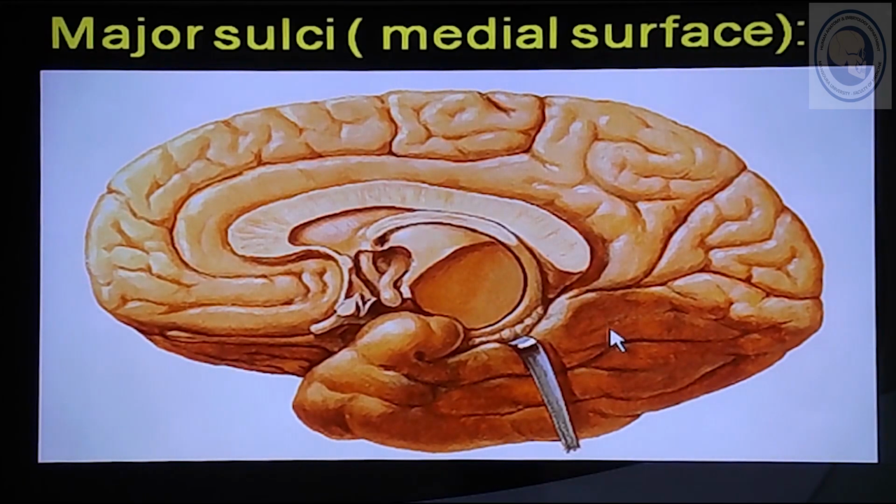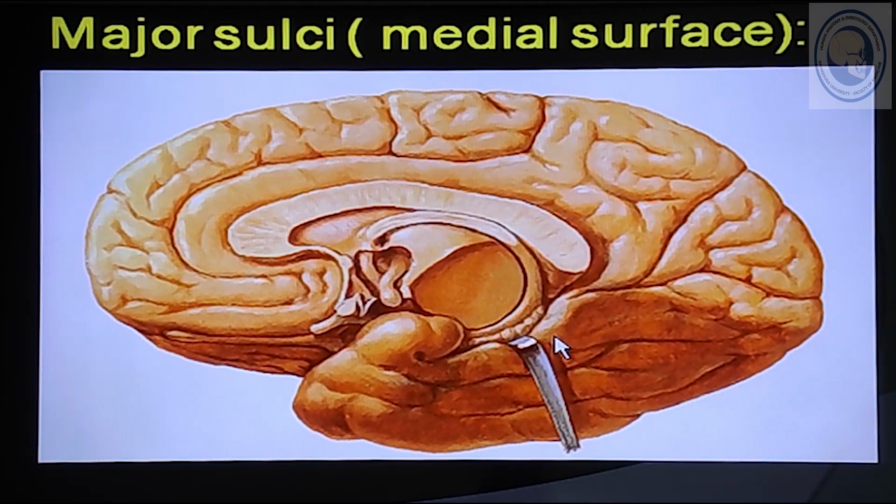What about the major sulci present on each surface? I will start with the major sulci on the medial surface. Sulci means depressions, like that. If you remember the cerebellum, the cerebellar surface shows depressions but they are called fissures, and the elevations in between fissures in the cerebellum were named folia. So in the cerebellum, we have fissures and folia. But in the cerebral hemisphere, instead of fissures we have sulci, and instead of folia, we have elevated areas called gyri.